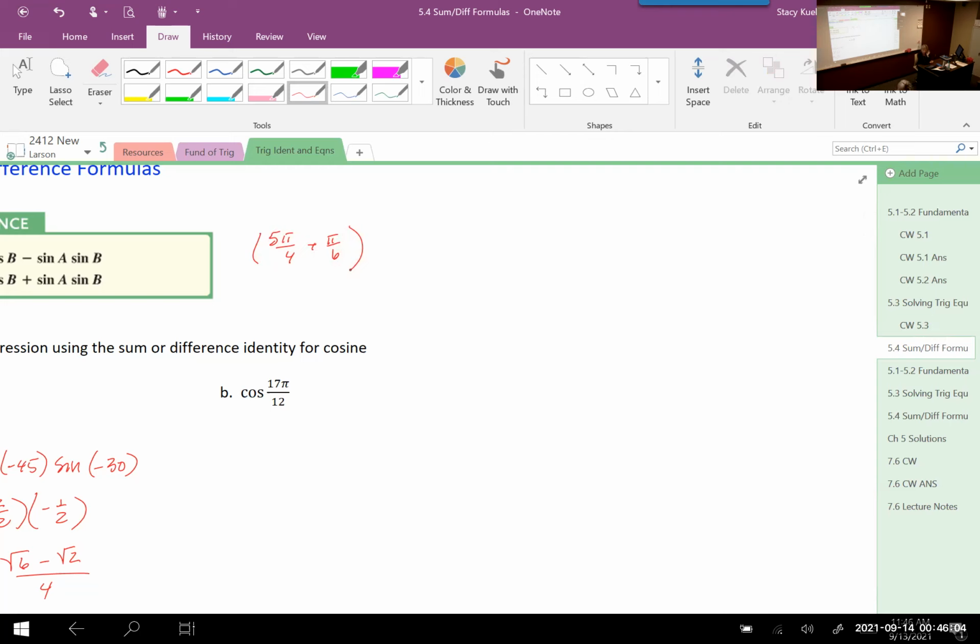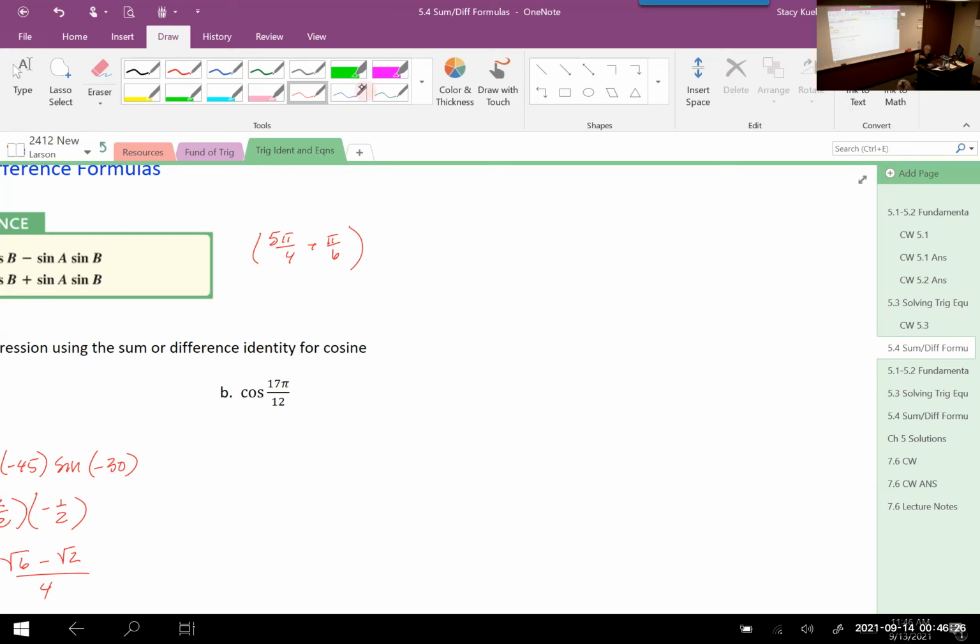11 pi over 6 and 6 pi over 6. That would give me 17 pi over 6, right? Oh, yeah, if I'm adding that right in my head. Okay, but you're on the right track. But then how'd you get 17 pi over 12 from that?